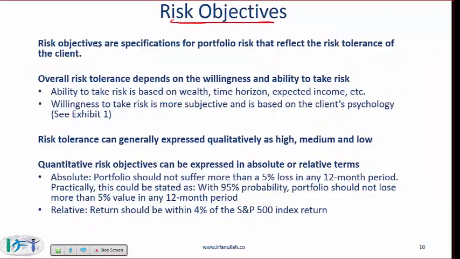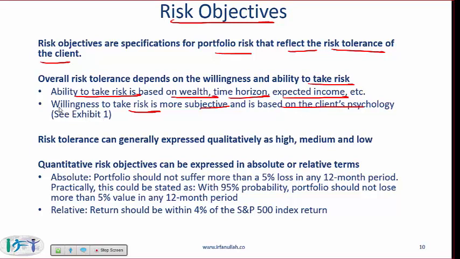Risk objectives. Risk objectives are specifications for portfolio risk that reflect the risk tolerance of the client. Overall risk tolerance depends on the willingness and ability to take risk. The ability to take risk is based on wealth, time horizon, expected income, etc. So the ability of an investor to take risk is generally more objective, whereas the willingness is subjective. The willingness to take risk is subjective and is based on the client's psychology. Some people are just more risk taking than others.